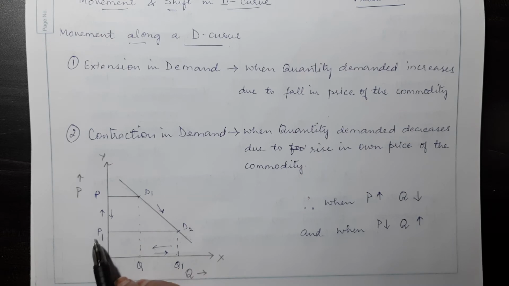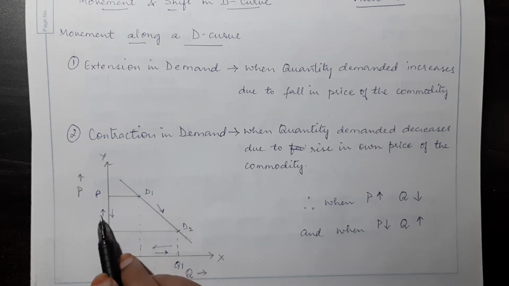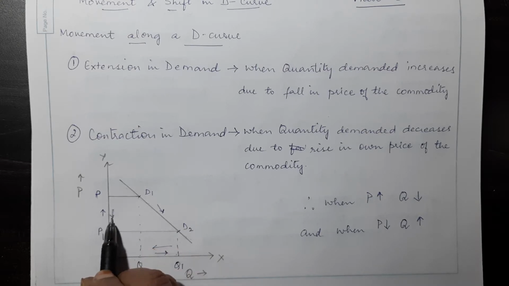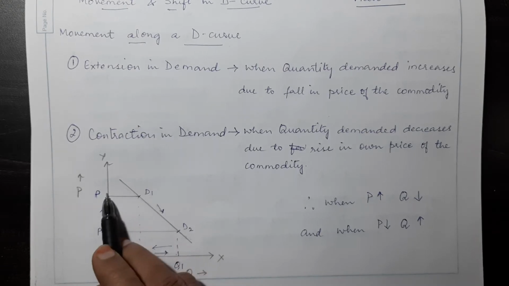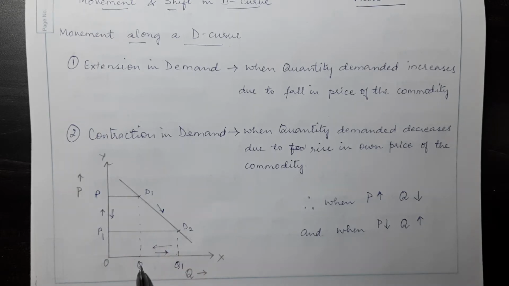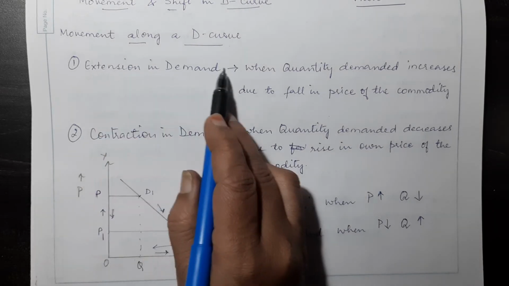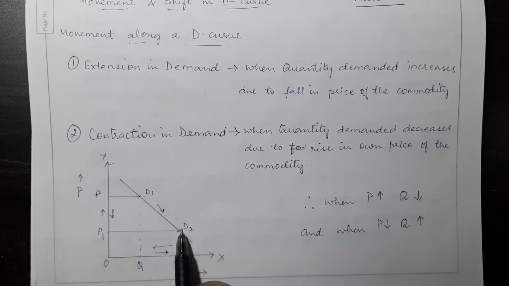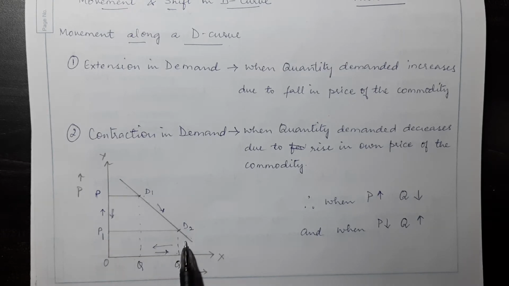So let's see over here. When the price falls from P to P1, the quantity demanded increases. So the corresponding point for P is Q over here. So this was the quantity. Now when the price falls to P1, the quantity increases to Q1. So there is an increase in the quantity when there is a fall in price. So this is called extension in demand. In this case, we move down the demand curve from D1 to D2. We will move from D1 to D2 along the same demand curve.